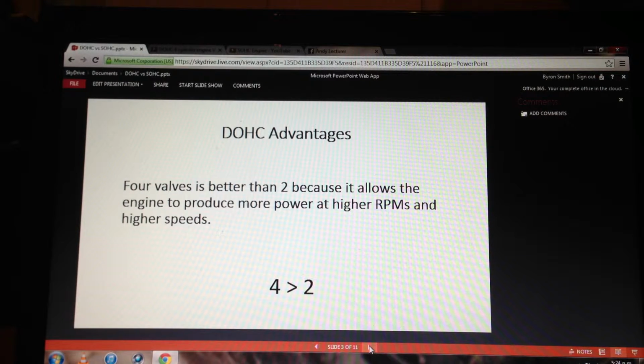At higher RPMs and engine speeds, the engine is pumping a lot of air through the cylinder, so having 4 valves per cylinder allows the engine to produce more power at the higher speeds due to being able to get more air-fuel mixture in.